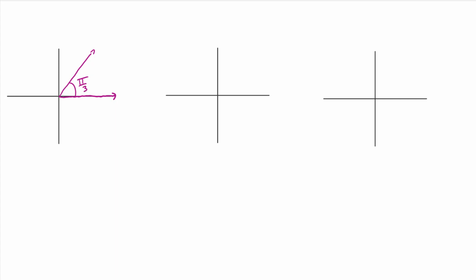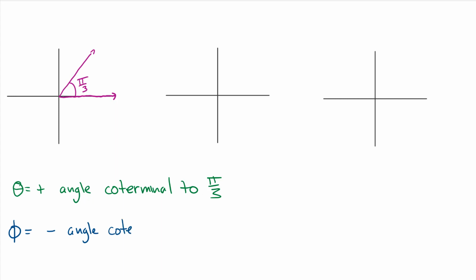And we're going to say this angle is pi over 3. I want to find two coterminal angles. I want a positive coterminal angle, and I want a negative coterminal angle. So let's say theta is the positive angle coterminal to pi over 3, and phi is going to be the negative angle coterminal to pi over 3.